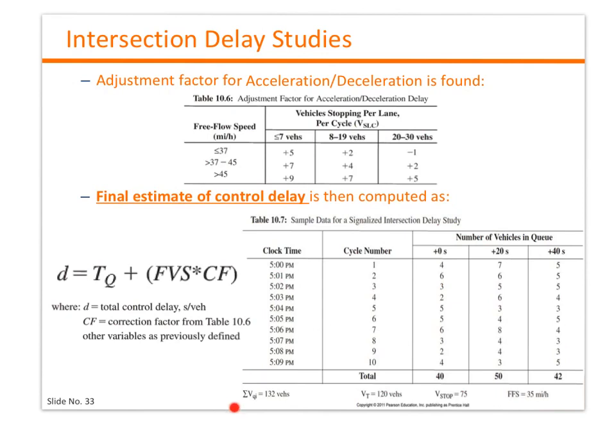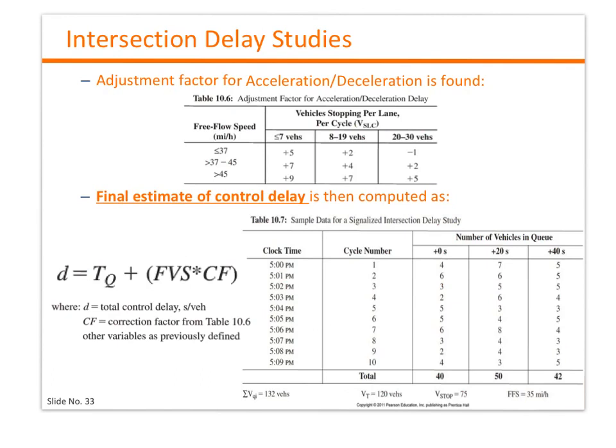And this can now be the summation of VQI, and VQI is the sum of all vehicle in queue counts. Now when it comes to VT, it is 120. VT is the total number of vehicles arriving during the study period.